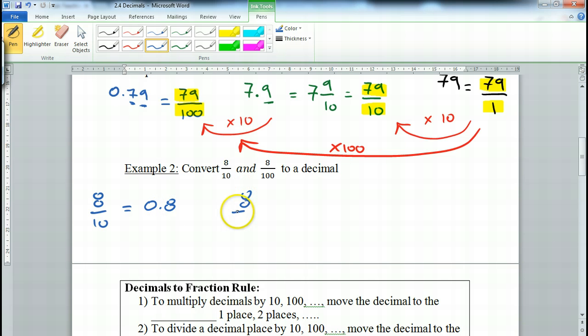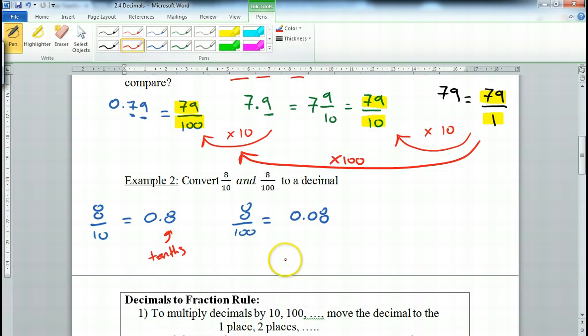Let's look at the next one. 8 divided by 100. Well, the 100 corresponds to the hundredths or second decimal place. So here, I'm going to get 0.08. And again, if you want to make a little note here, that's the tenths, and this one over here is the hundredths position. Okay, so let's look at our rule down here.